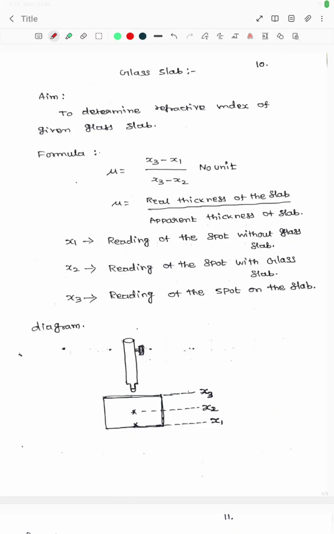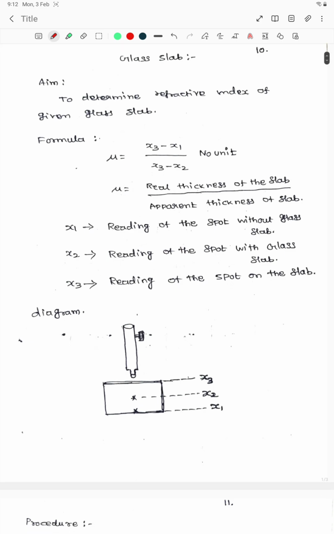The experiment we are going to see is the glass slab. We are going to see how to do the calculation. The aim is to determine the refractive index of the given glass slab. You will be given a glass slab, a traveling microscope, and lycopodium powder. That is the apparatus required. Using that, you have to calculate the refractive index of the glass slab.